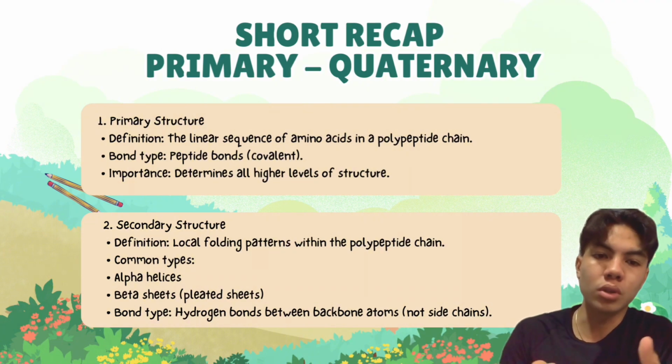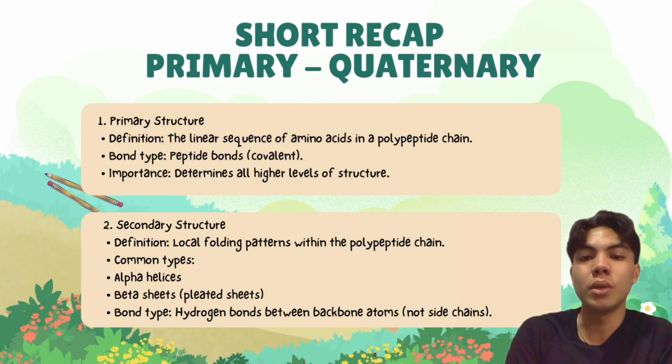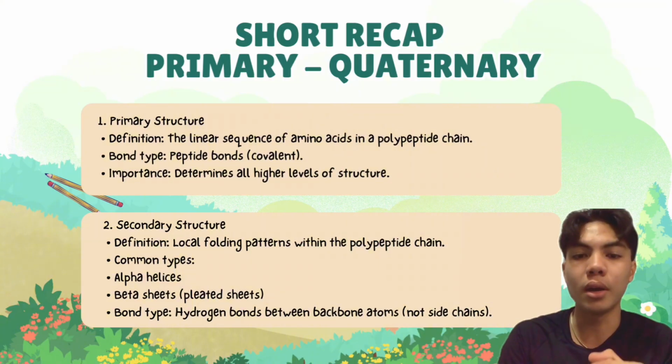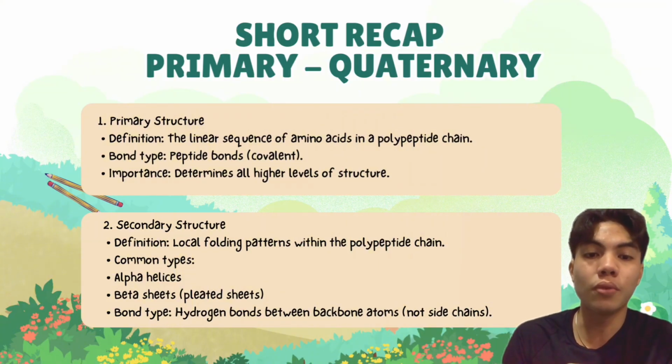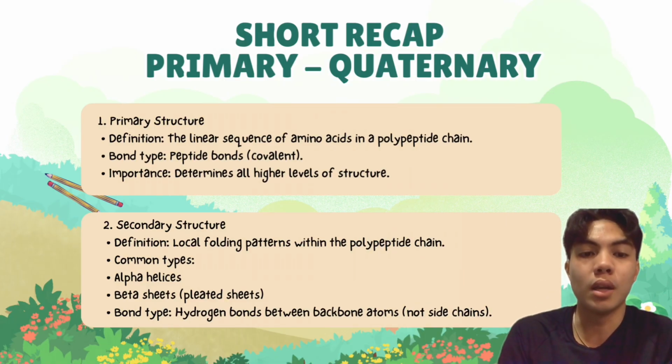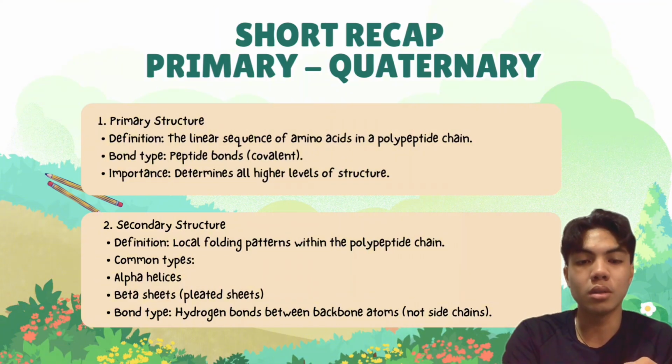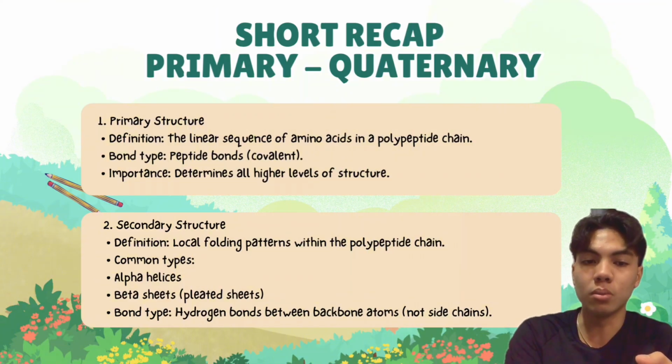The primary structure is the linear sequence of amino acids in a polypeptide chain. Its bond type is peptide bonds. Its importance is that it determines all higher levels of structure. Now the secondary structure is a local folding pattern within the polypeptide chain. Its common types are alpha helices and beta sheets. Its bond type is hydrogen bonds between backbone atoms.